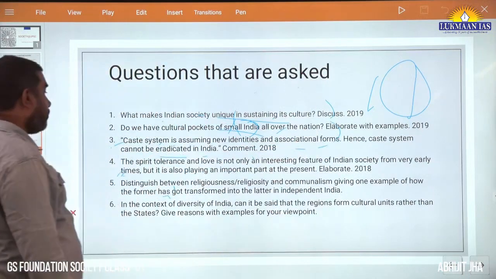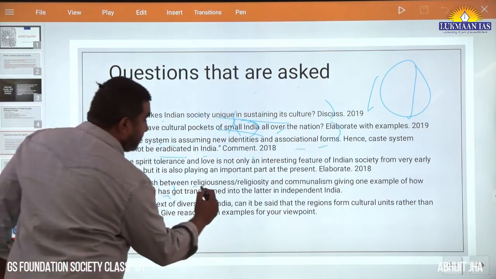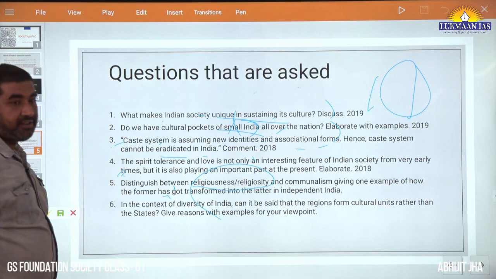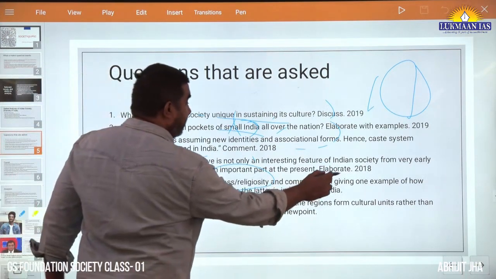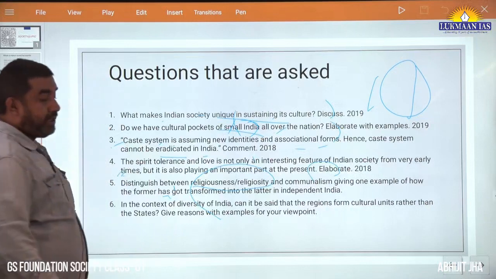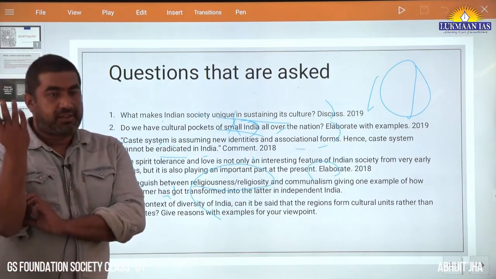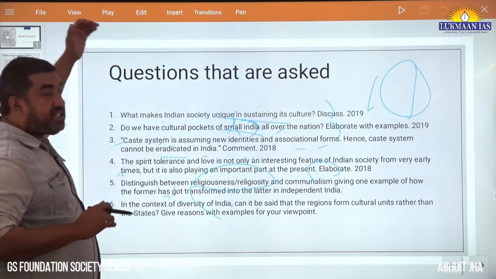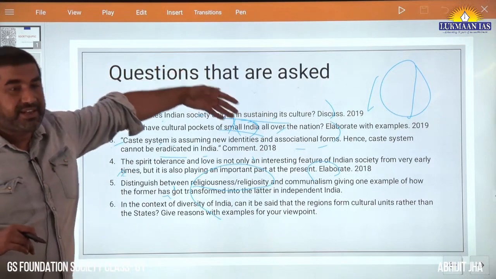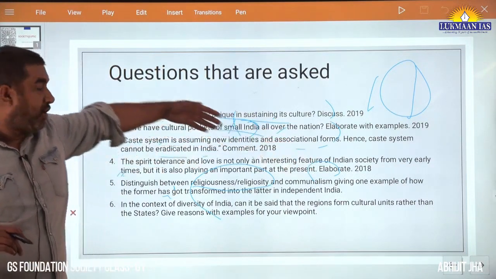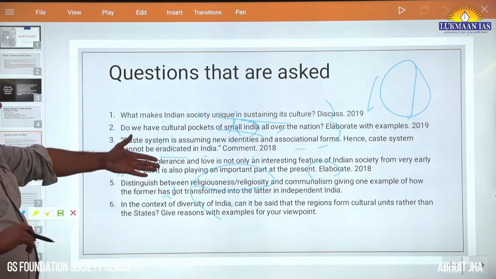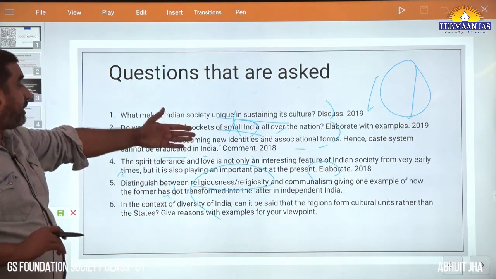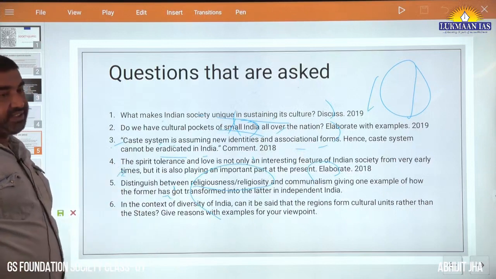Okay, now, religiousness and religiosity. How communalism transformed the latter in independent India. These are all from the salient features, that is, how India is different. In the context of the diversity of India, can it be said that the regions form cultural units rather than the states?